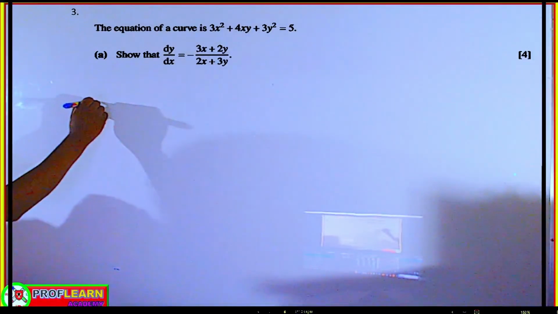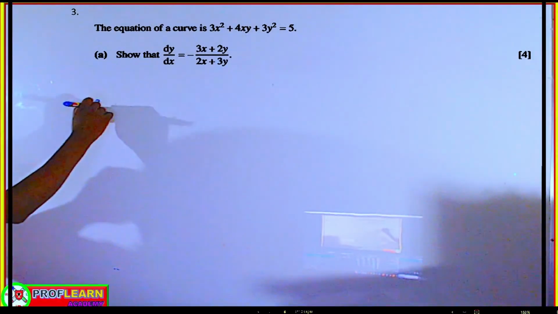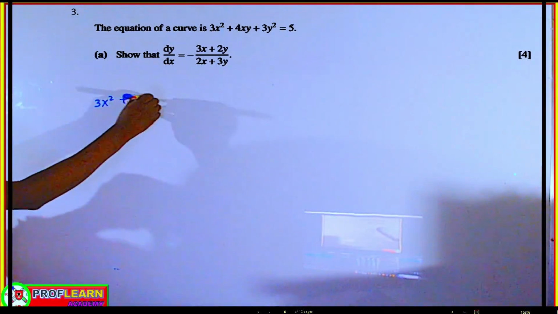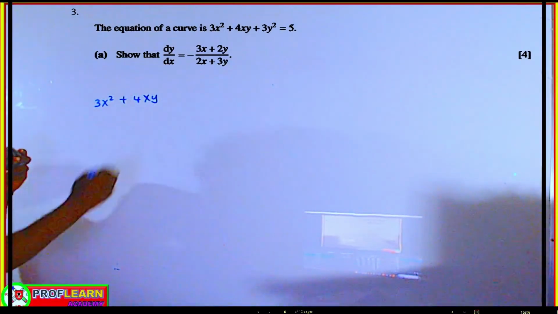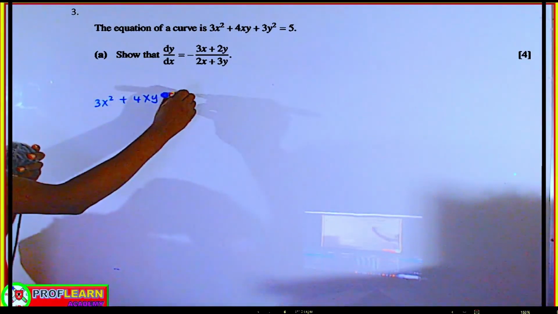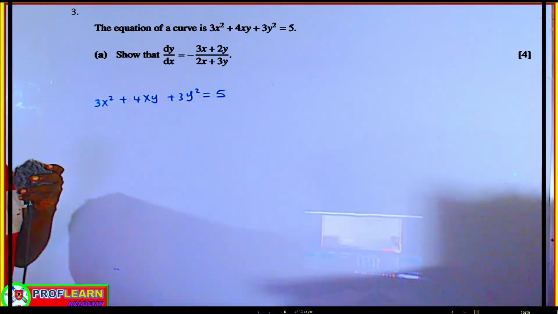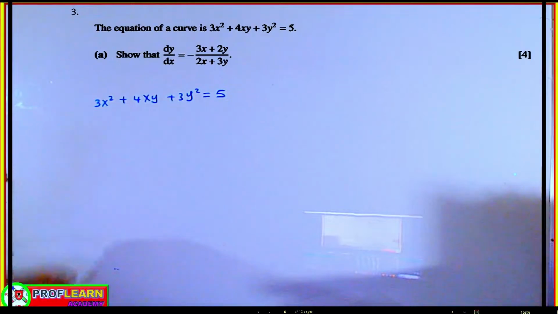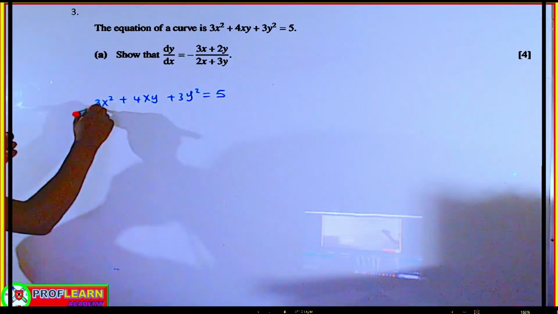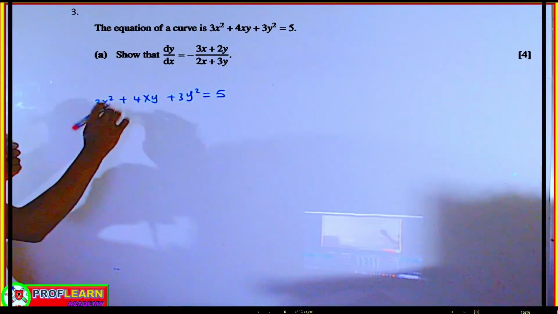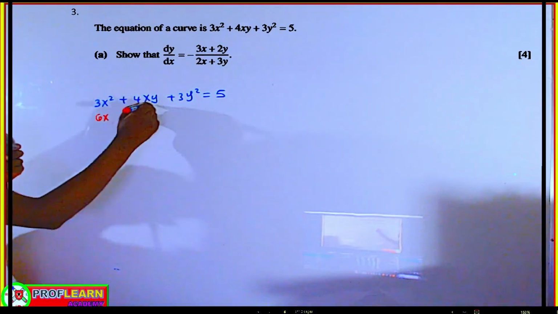The equation of the curve is 3x squared plus 4xy plus 3y squared is actually equal to 5. And we are supposed to show that dy/dx is that. So we have already highlighted how to go about this. This one to be differentiated, it's going to be 6x, then dy/dx is when we have this.